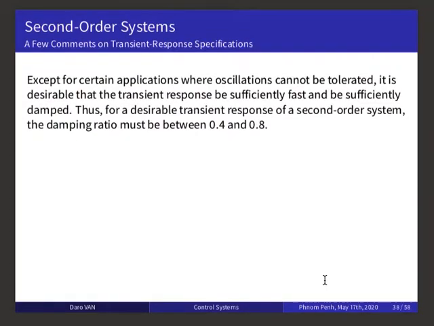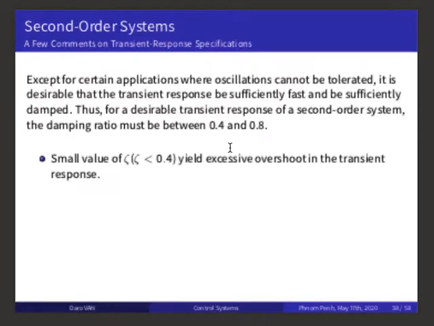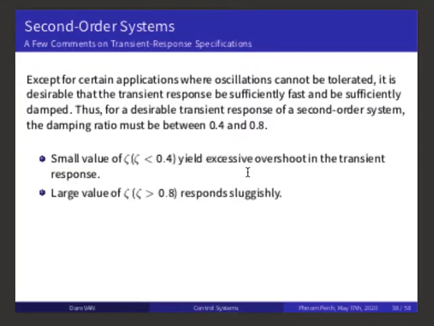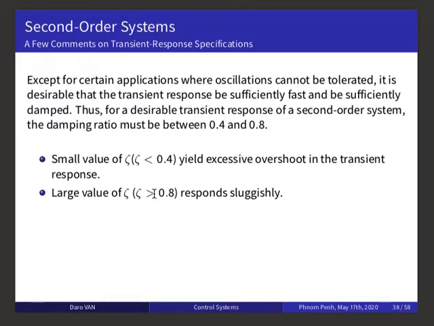Okay, and there are a few comments on transient response specifications. Except for certain applications where oscillation cannot be tolerated, it is desirable that the transient response be sufficiently fast and sufficiently damped. Thus, for the desirable transient response of a second order system, the damping ratio must be between 0.4 and 0.8. A small value of psi, psi less than 0.4, will yield excessive overshoot in the transient response. If psi is larger than 0.8, it responds sluggishly.